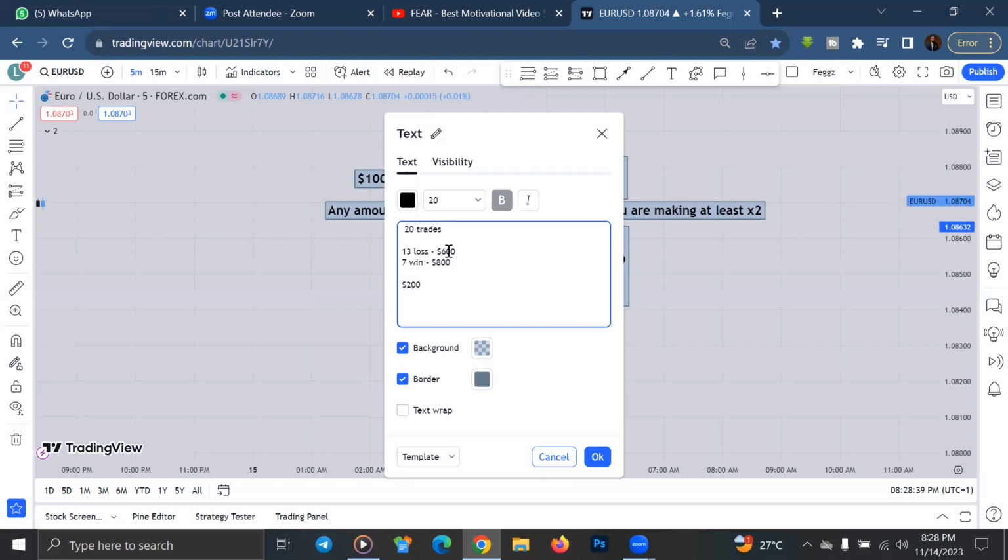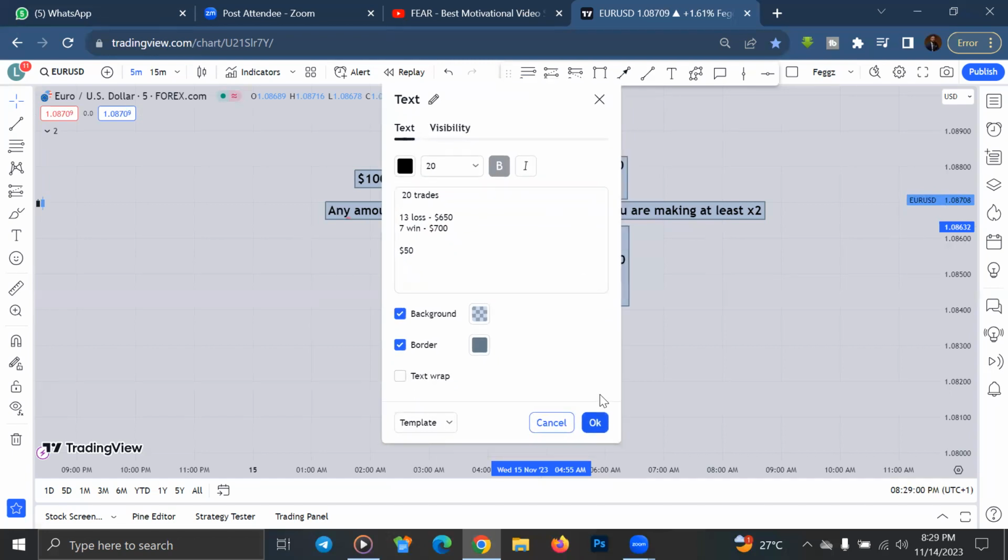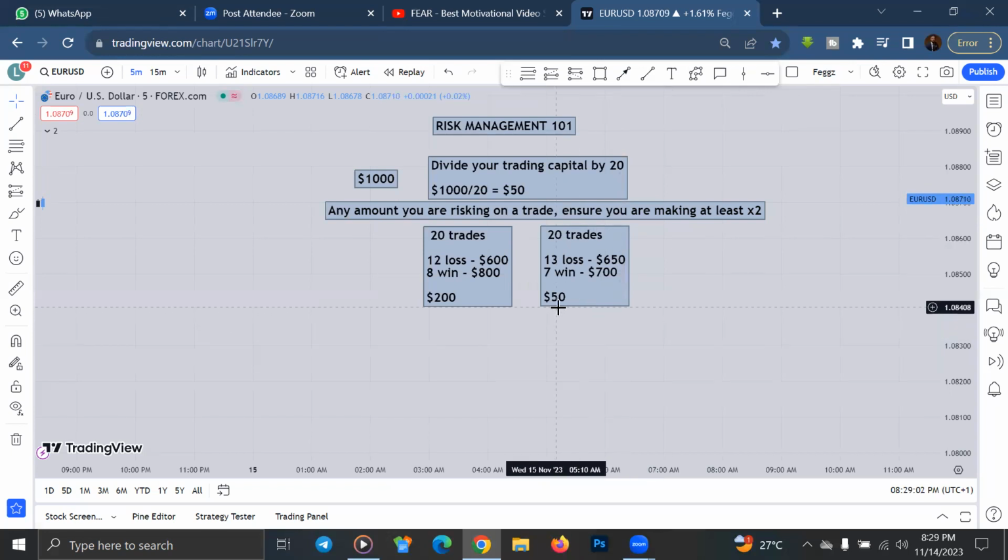This will mean that I have a loss of 650, but then I made a profit of $700. Even if we minus this, I still made a profit of $50. Yes, I still made a profit of $50. With good risk management, I still made a profit.